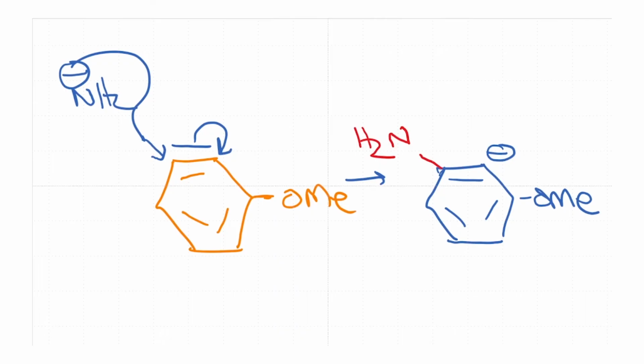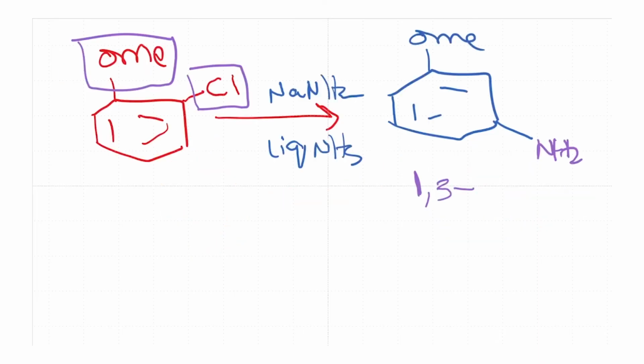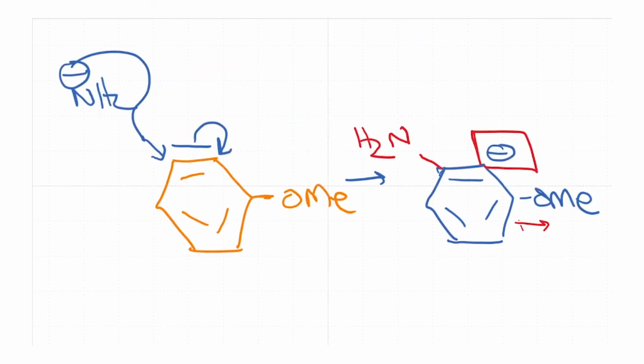And also the electron withdrawing nature of the methoxy group by induction plays a key role in stabilizing this negative charge. So taking these two into consideration, we can help rationalize the result that we got, wherein the NH2 group is actually meta to the methoxy group in the product.